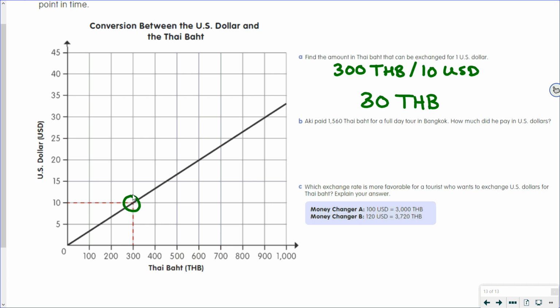Aki paid 1,560 Thai baht for a full day in Bangkok. How much did he pay in US dollars? So here's where we would take that 1,560. We're going to divide it by 30. Since they both end in zeros, we can get rid of those zeros. We see that 156 is made up of 15 and 6. Well, 15 divided by 3 is 5. 6 divided by 3 is 2. So he would pay $52.